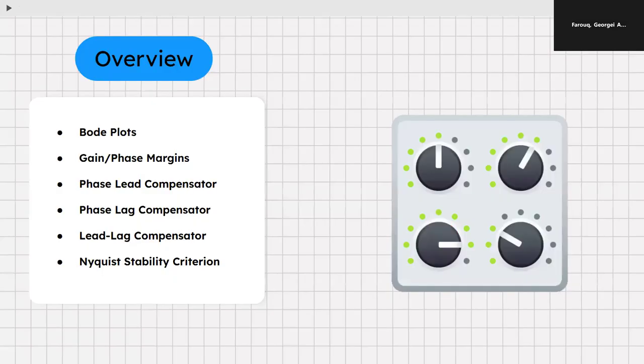So in this presentation, we're going to talk about Bode plots, gain and phase margins, phase lead and lag, and lead and lag compensators, as well as the Nyquist stability criteria.